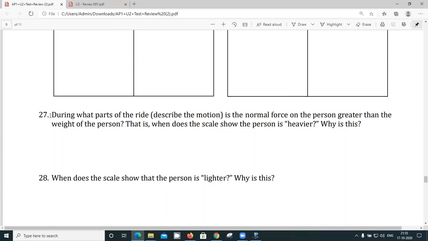During what parts of the ride is the normal force on the person greater? I think these are the things I just told you.